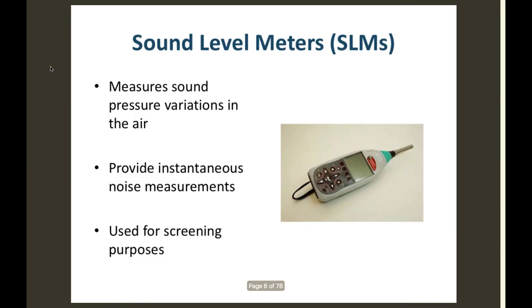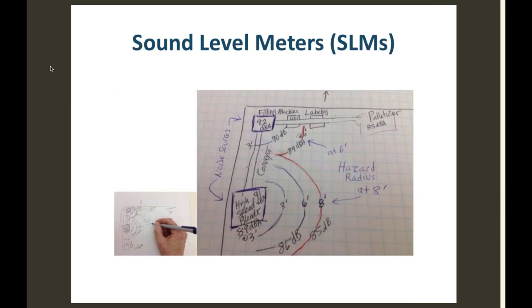One of the things we're going to use a sound level measurement device, this SLM, for is, since we can just carry it around the room and read sound pressure levels, we can use it to do surveys. So for instance, in this case, there is a 92 decibel source over here, a filling machine, and a high speed blender over here at 98 decibels, and so on and so forth.